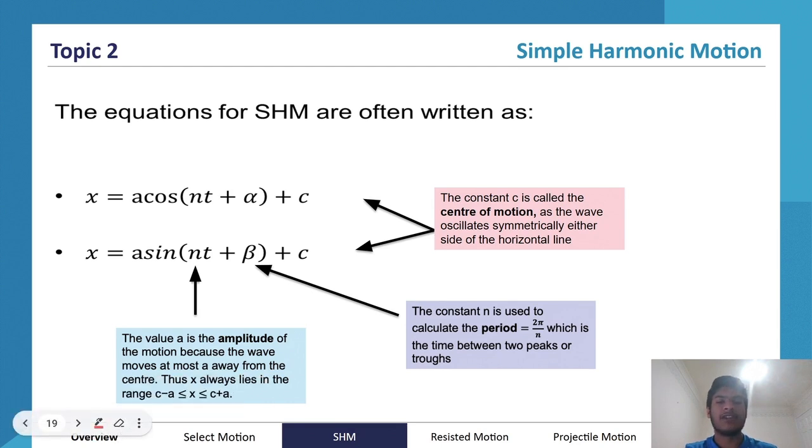And remember, the period is the time required to complete one full cycle, or you could also look at it as the time between two peaks or two troughs.